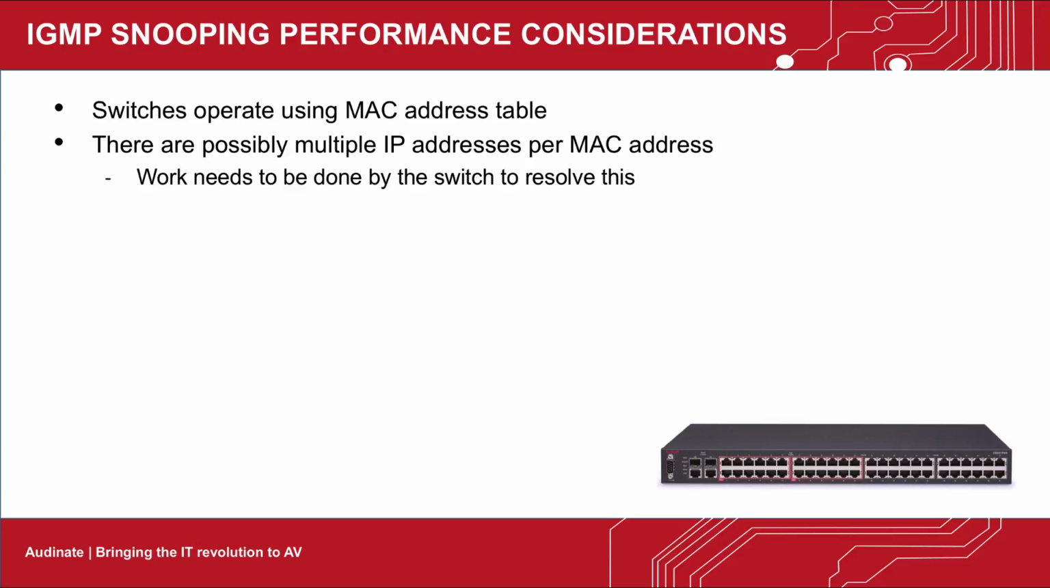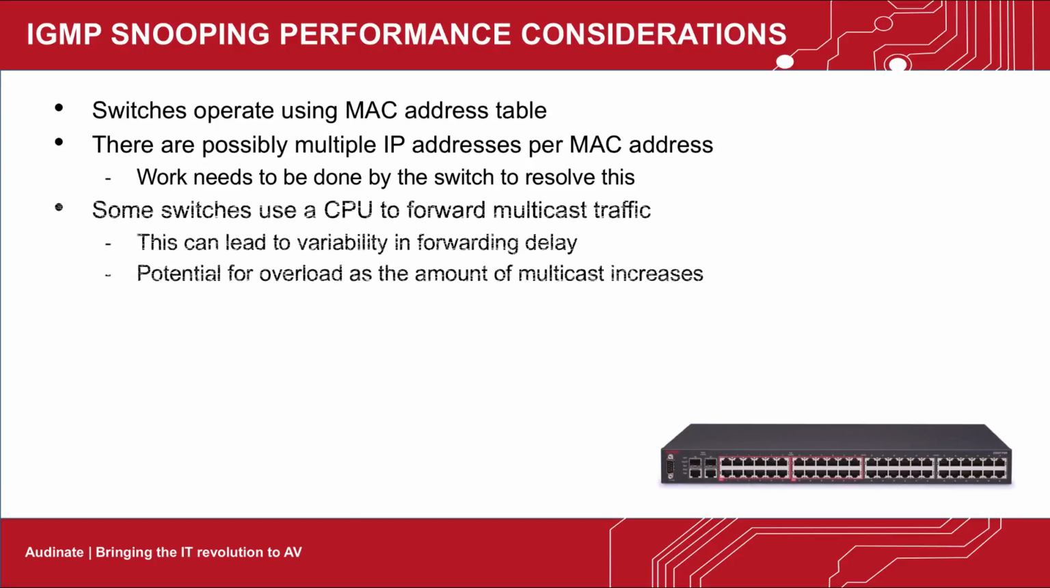So if multicast management involves a trip through the switch's management CPU, then you can see a performance degradation in terms of forwarding delay and delay variability. Using a CPU to forward multicast traffic is detrimental to the switch's overall performance. Some switches will have options to disable this. For example, Brocade allows you to turn this off.